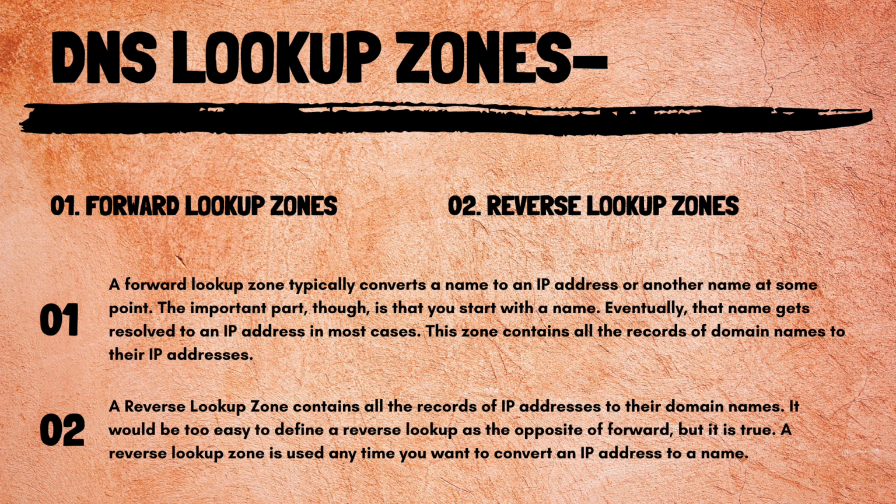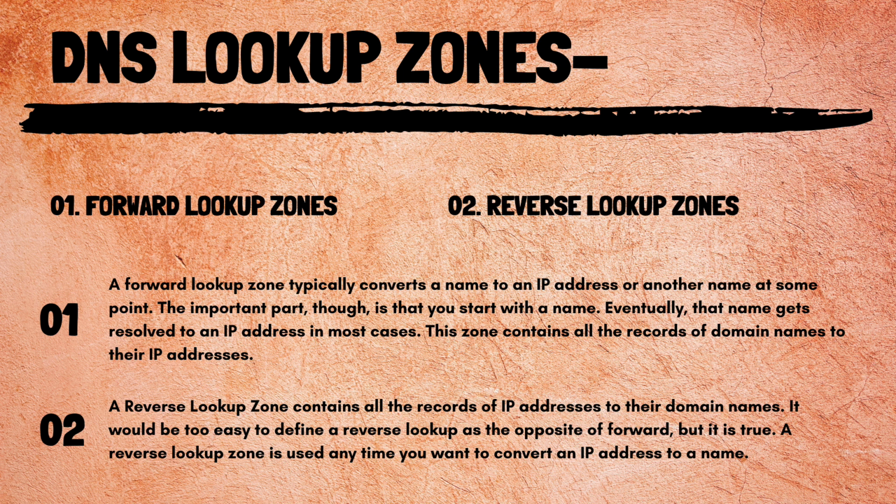After this we have DNS lookup zones. We have the forward lookup zone and the reverse lookup zone. A forward lookup zone typically converts a name to an IP address or another name at some point. The important part is that you start with a name, and that name gets converted or resolved into an IP address in most cases. This zone contains all the records of domain names to their IP addresses.